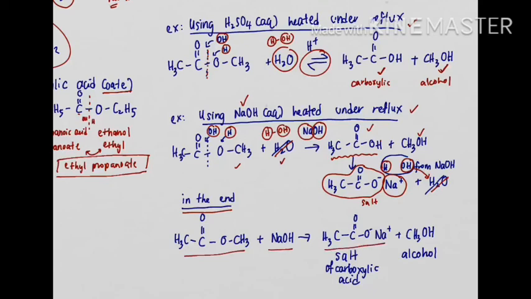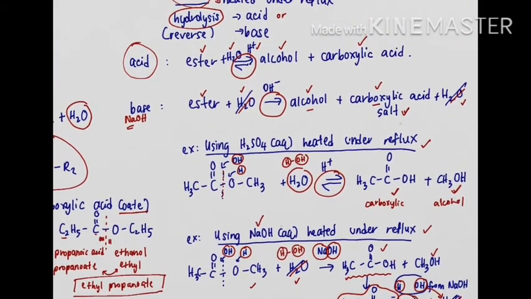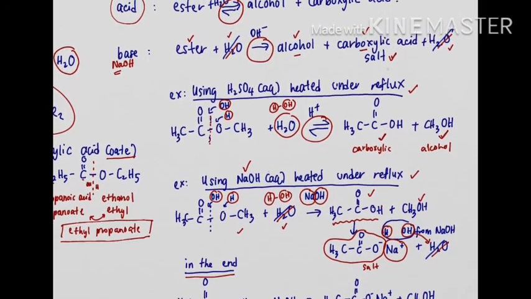So in the end, the ester reacts with sodium hydroxide to give you the salt of carboxylic acid and alcohol. That is the difference between hydrolysis using acid and base. I hope you understand today's lesson.